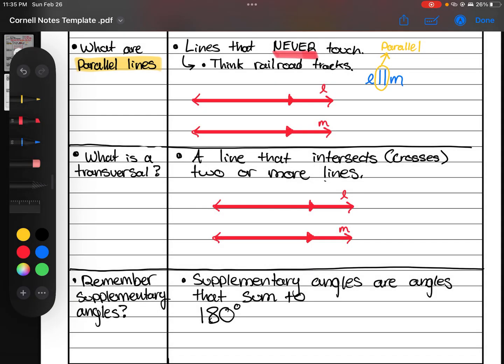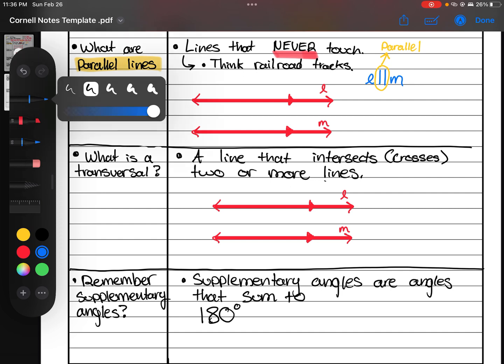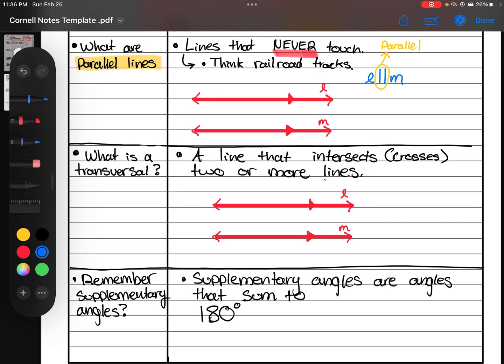So a transversal is a line, let me get my blue pen here. It's a line that's going to intersect two or more lines. So I have two lines here, L and M, and then my lovely transversal is going to come through and intersect these lines. So I'm going to call this line T, and this is the transversal. So get that written on there. It cuts these lines. So it's just a transversal.